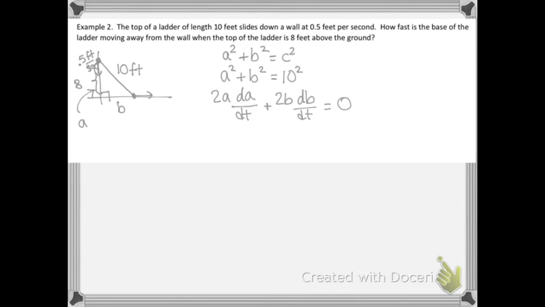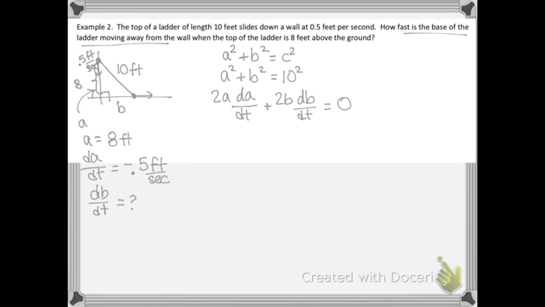Let's see if we have all the information we need to start plugging in. It looks like we have A. A is going to be 8 feet. We have dA/dt because that side of the ladder is sliding down at 0.5 feet per second. So A is getting smaller by negative 0.5 feet per second. Let's go to the question. How fast is the base of the ladder moving away from the wall? So dB/dt is what we're trying to find.